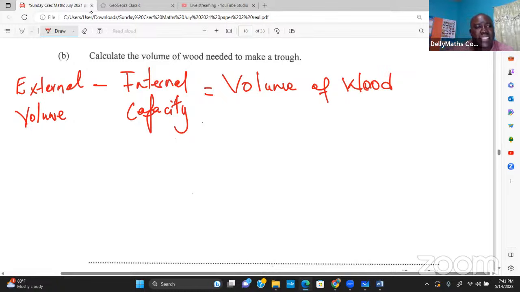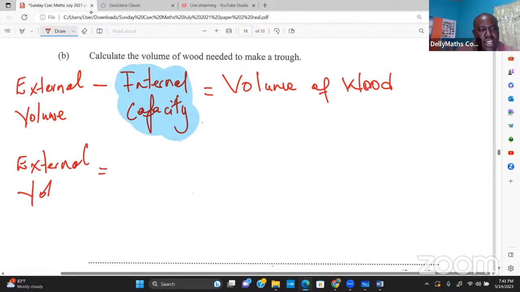That's what we want to embark on now. We already know this. So what we want to do now is find the external. Go for the external measurement. Let's go for it. It's going to equal the 300 times the 190 times the 165.